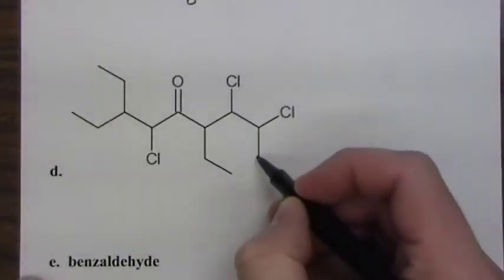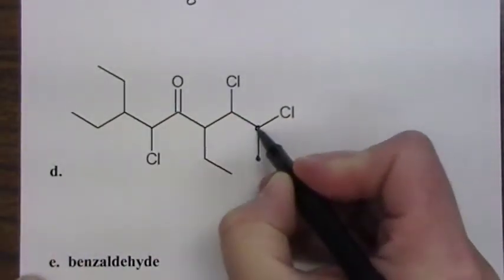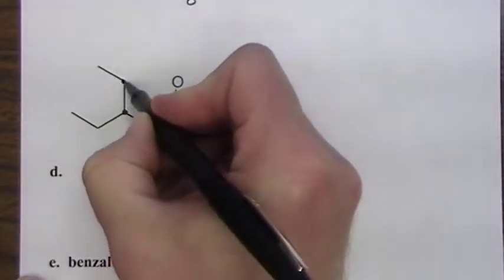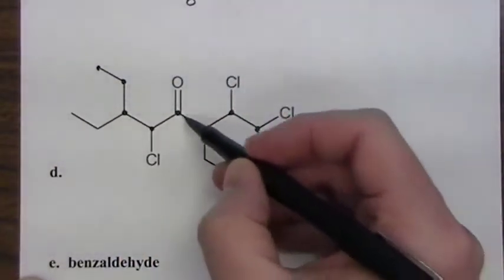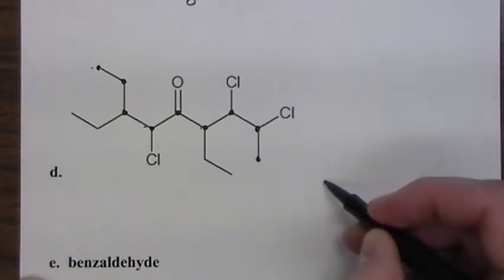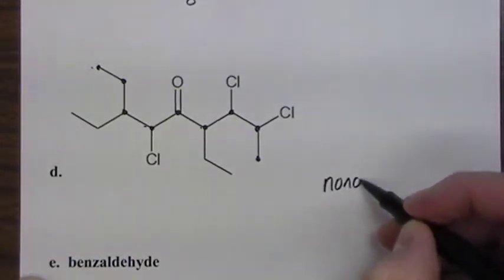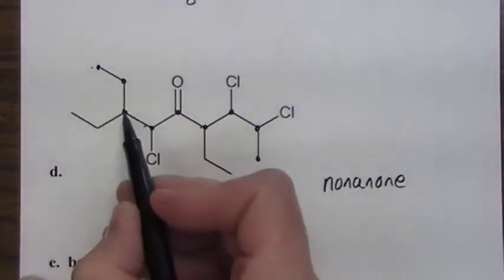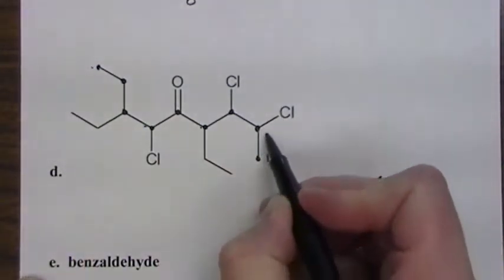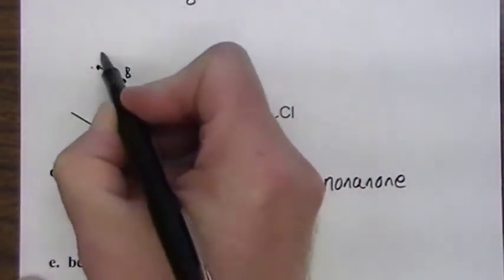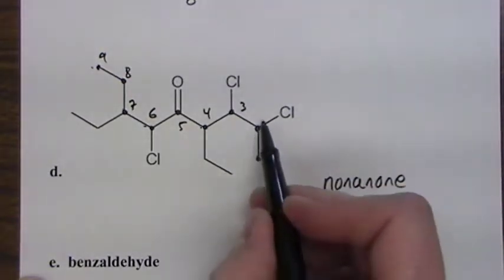For this one, we have 1, 2. You don't have to do this yourself, but I almost always do this one. It looks pretty complicated, just so I can pick out that longest chain, 1, 2, 3, 4, 5, 6, 7, 8, 9. So we have nonane. And it's going to become nonanone. And then from 1, 2, 3, 1, 2, here's where we pick up the first substituent. So we have 2-chloro, 3-chloro.